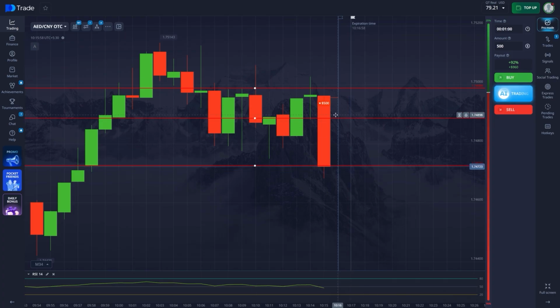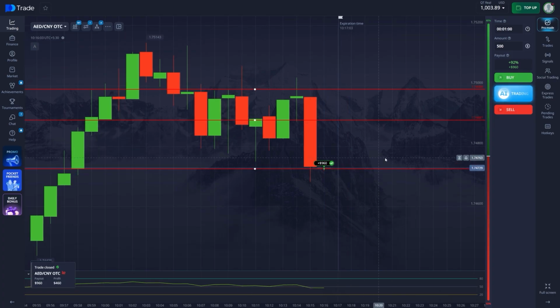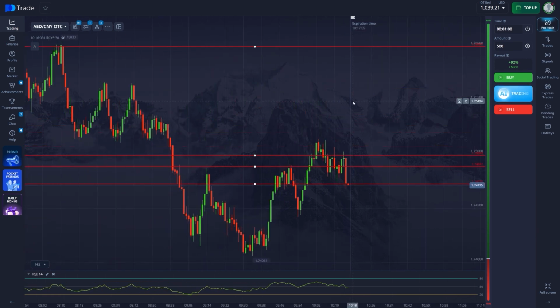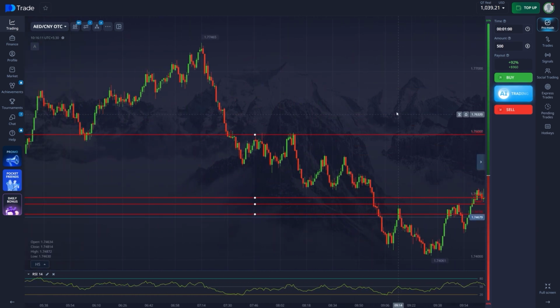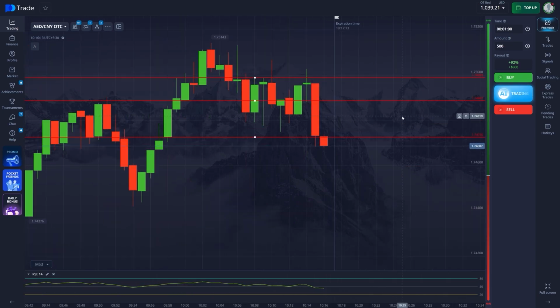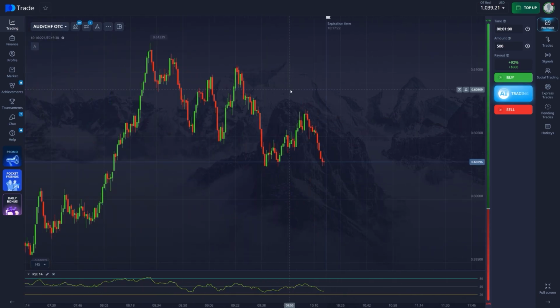Now the market begins moving downward from resistance. And yes, the trade closes successfully. That gives us another clean resistance rejection result on AED to CNYOTC. We now have 4 major successful entries in the session. Let's search for the next setup.